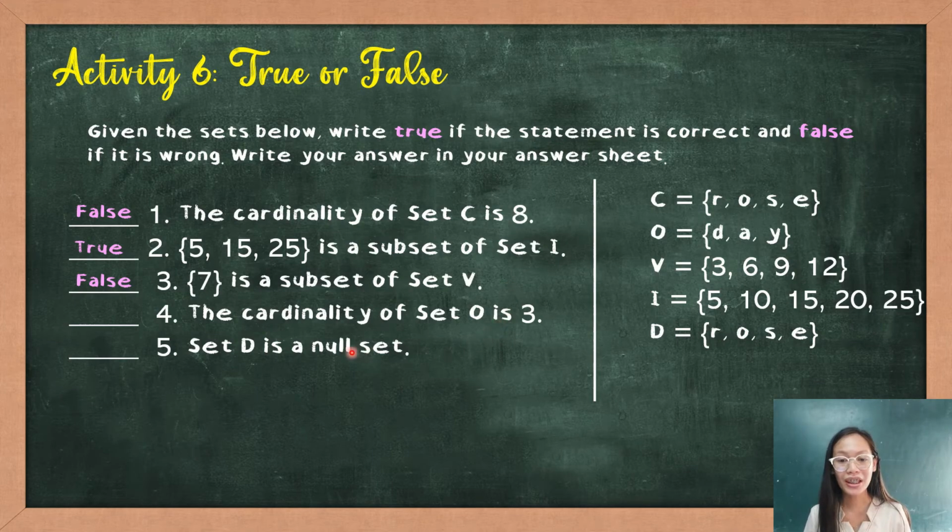On number 4, the cardinality of set O is 3. So bilangin natin. In set O, we have the following elements: D, A, Y. So we have 1, 2, 3. And the answer is correct. It is true. On number 5, set D is a null set. Kapag sinabi nating null set, that is an empty set. Wala siyang laman na element. Si set D, naku, meron siyang laman. Meron siyang laman: R-O-S-E. So number 5, that is false.